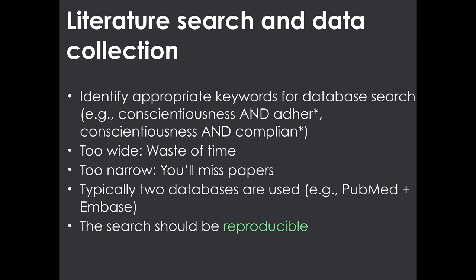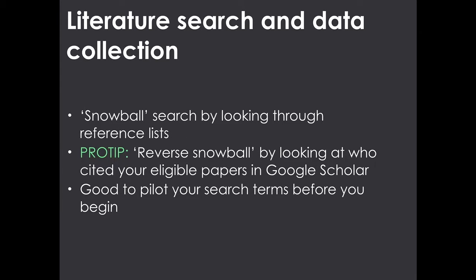Now, one thing that can really improve your literature search is talking to your local librarian. They can be an enormous help when it comes to putting together your search terms and the databases that you're going to use. So make sure if you have that resource available that you actually do that. They'll be very happy to help.